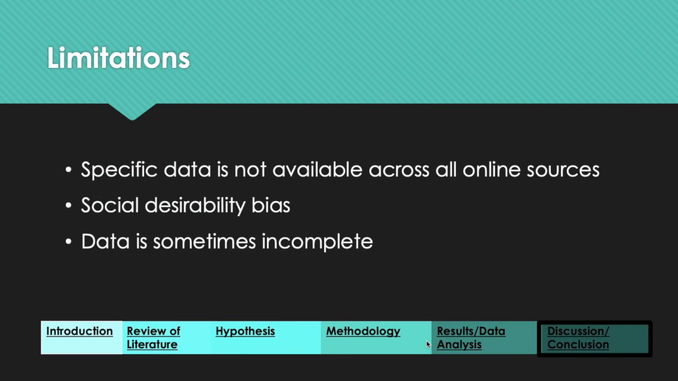Some limitations of this study are that specific data is not available; data on debt growth rates was easier to find than interest on debt. There was also a social desirability bias in which all the data was self-reported, so countries may have tampered with the statistics in order to attract investors and boost their economy. Data is often incomplete. Missing data resulted in exclusion of some countries from the dataset.